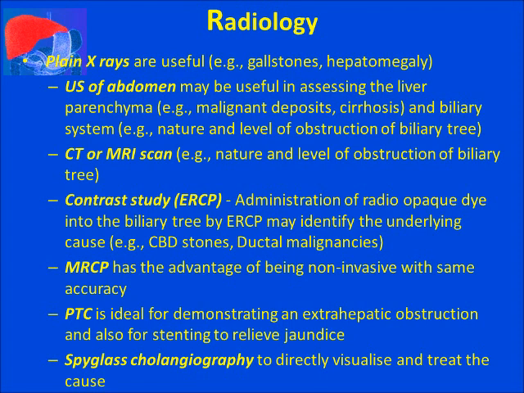This should be followed by the CT or the MRI scan, which will show the nature and level of obstruction of the biliary tree. A contrast study like the ERCP or the MRCP have to follow. The administration of radio-opaque dye into the biliary tree by ERCP, a procedure called endoscopic retrograde cholangiopancreatography, may identify the underlying cause like CBD stones or the ductal malignancies. MRCP has the advantage of being non-invasive with the same accuracy, but biopsies cannot be taken.